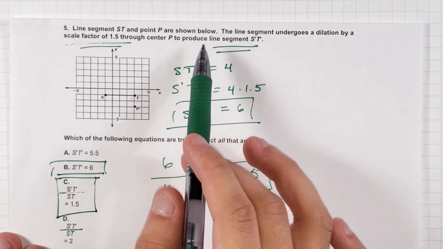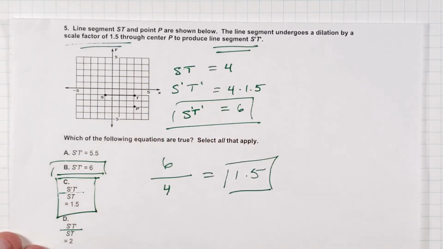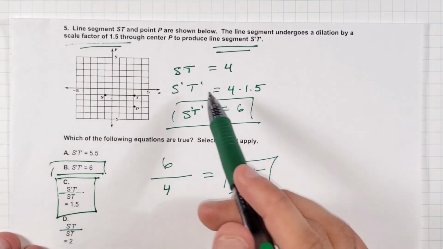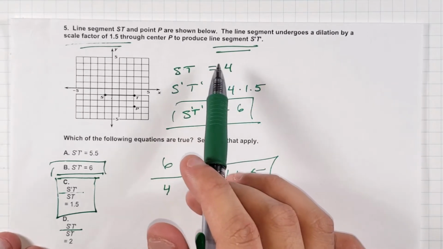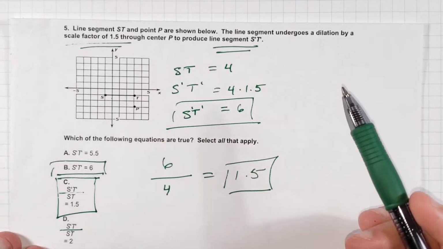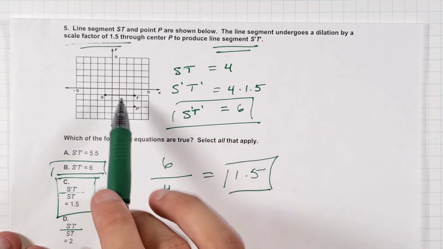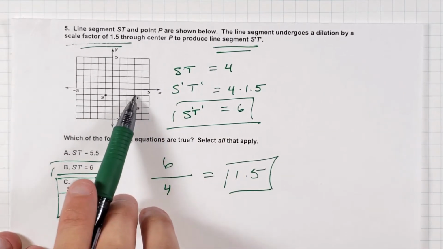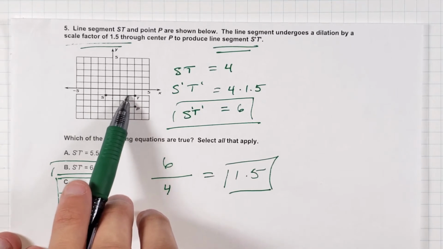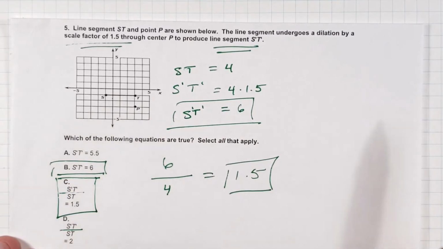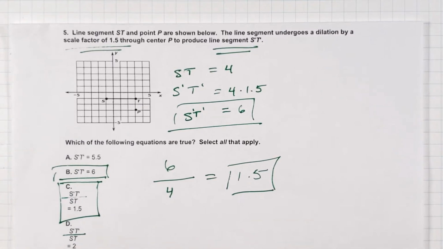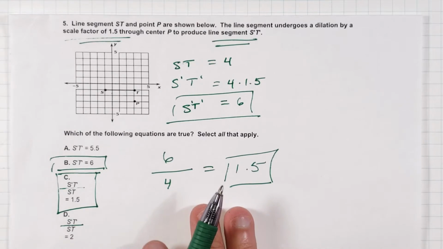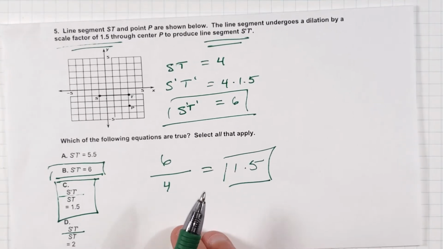The wording was a little bit confusing because it said through center P, but it was just important to realize that it really does not matter where the center is, because no matter where this line was lying in the XY plane, we were going to multiply it by 1.5. We were going to multiply by 1.5 and get our new line. And then with that new line, we can always set up a proportion again, which is pretty much the gist of this problem. Okay, hopefully that makes sense. Let's go to number 6 now.